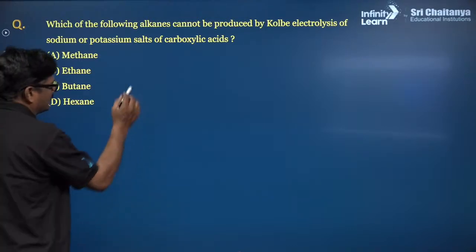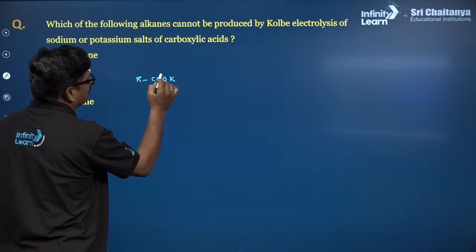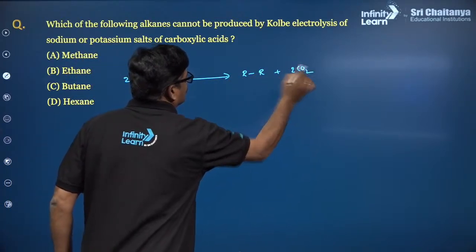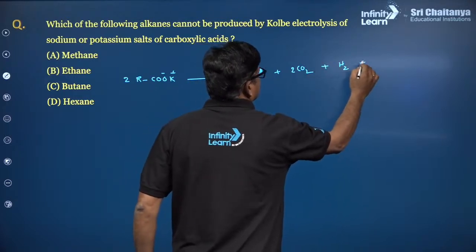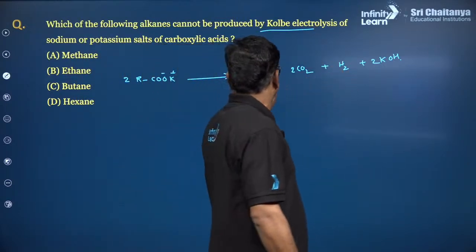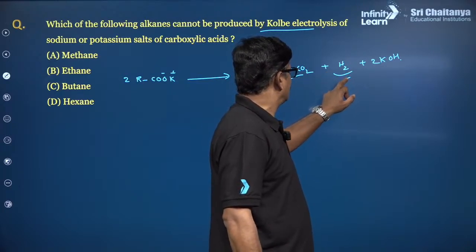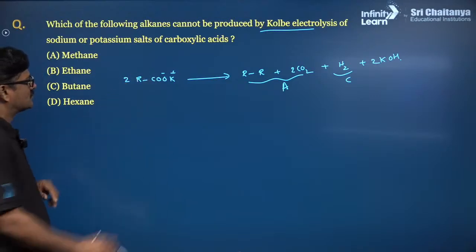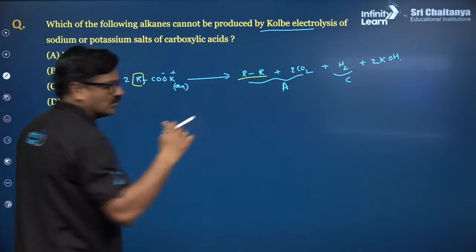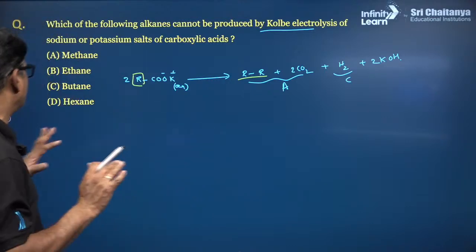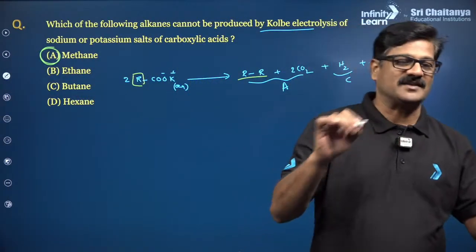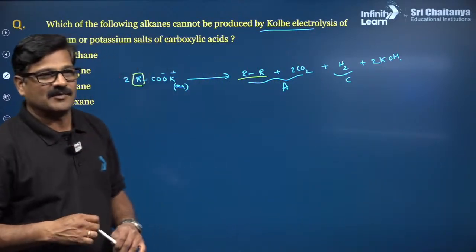In Kolbe's electrolysis, what happens? RCOOH, when it is electrolyzed, you are going to get R-R. This is what is called Kolbe's electrolysis. This is formed at the anode and this is formed at the cathode. In this aqueous solution of the carboxylic acid, a coupling reaction of the R groups takes place. So an alkane containing a single carbon atom cannot be prepared. Methane cannot be prepared by Kolbe's electrolysis because this reaction is a coupling reaction.